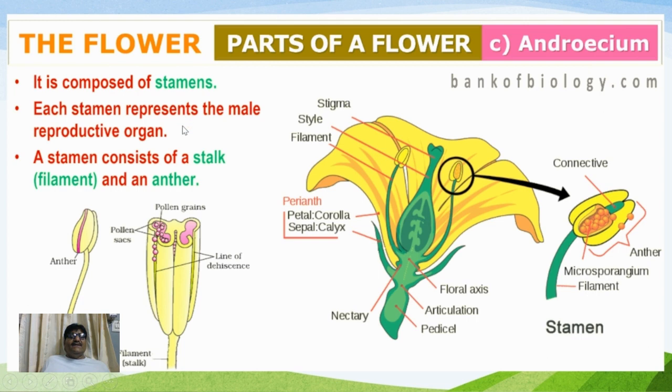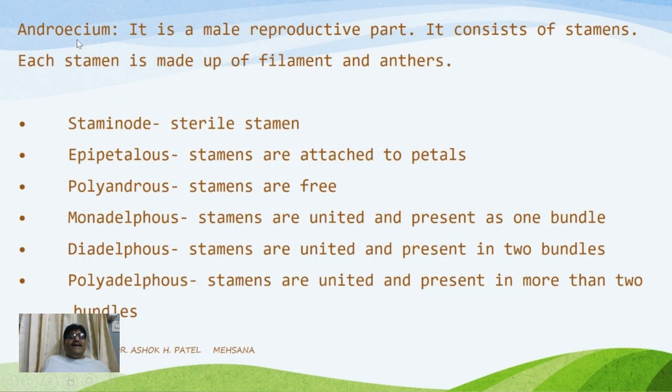The next is the androecium. Androecium is composed of stamens. A stamen has a stalk, called the filament also, and the anther, and the anthers produce pollen grains. And the androecium is the reproductive part. It consists of stamens, filaments, and anthers. Sometimes it is known as staminodes. It means sterile stamens.